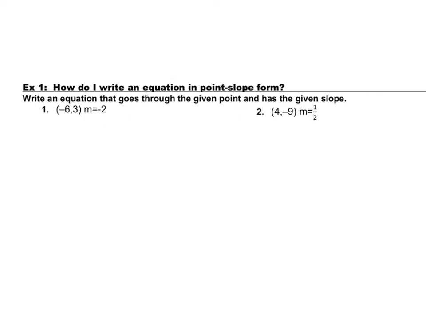So example 1, how do I write an equation in point-slope form? Let's go ahead and write our equation. y minus y1 is equal to m times x minus x1. All right, so here we are given a point and we're given a slope. So when we are given this, this is our x1 and this is going to be our y1. So let's go ahead and plug in the parts that we know.